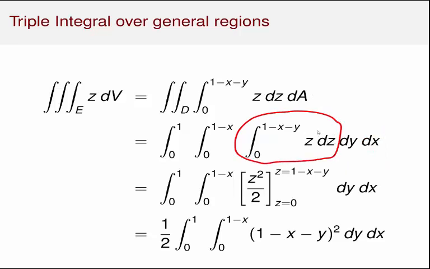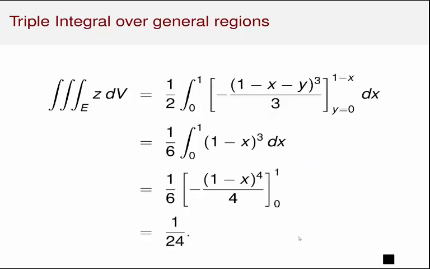Doing that, we'll get the resulting functions in terms of x and y. And next, we just have to evaluate this iterated integral dy in the order dy dx. And after some simplifications, we arrive at the final answer, which is 1 over 24. You follow me? Alright, let us move on to the next question.